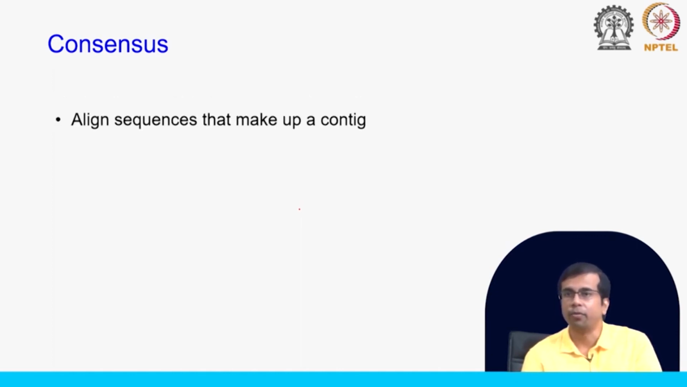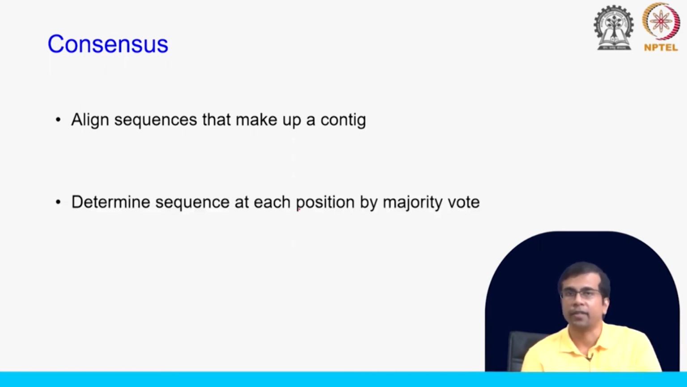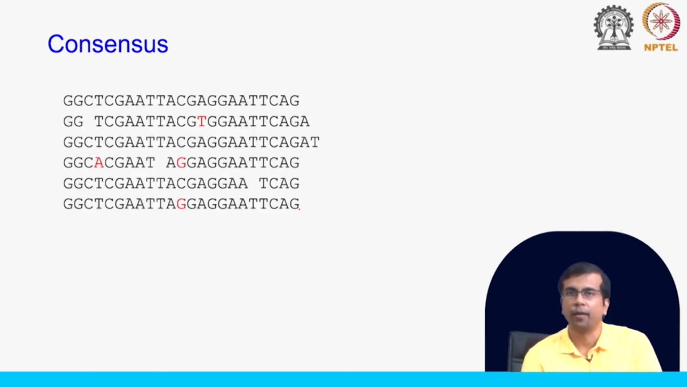So what we do when we do this consensus is align the sequences that make up a contig. We have determined that these are the reads that will determine this contig, and then we take a consensus approach and determine the sequence at each position by something called a majority vote. So this is what we do.